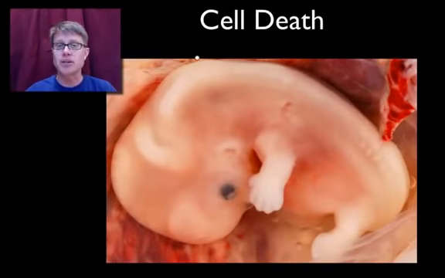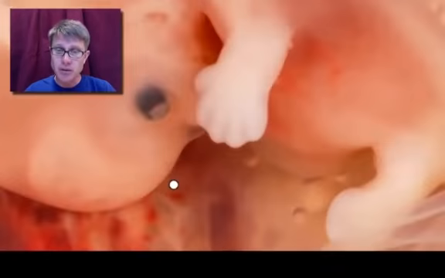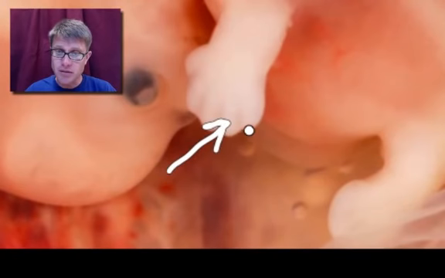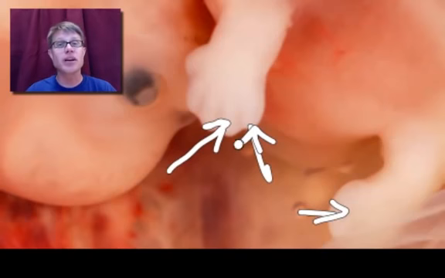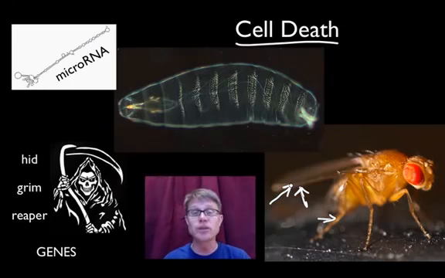Now, not only differentiation, but cell death is super important as well. So all the parts of this embryo of a human are going to develop through differentiation and induction. But you'll notice that right here, between the fingers and between the toes, the cells are actually dying. And that process called apoptosis is really, really important. And so not only the growth of cells, but the death of cells is important in forming a new organism.